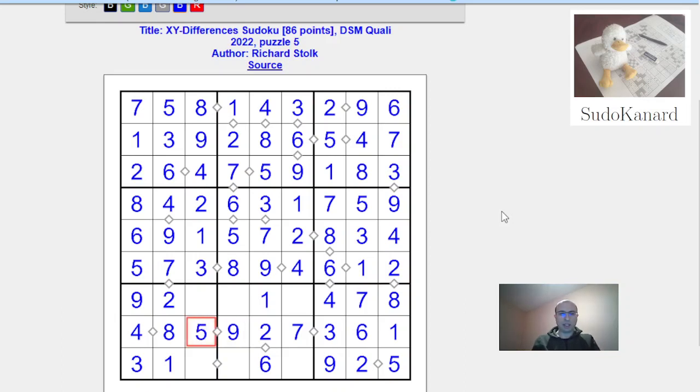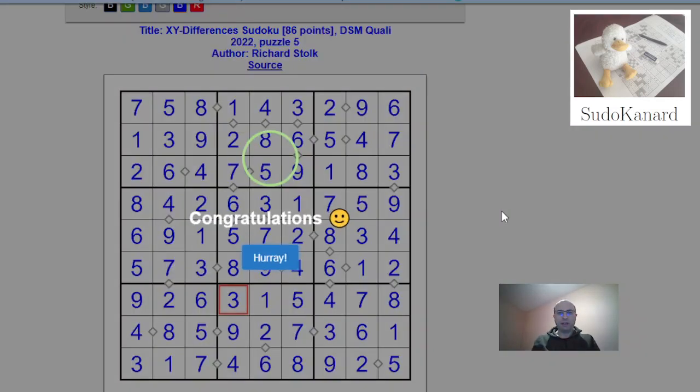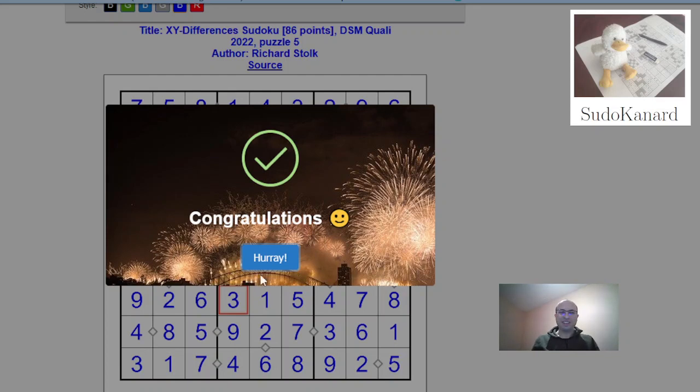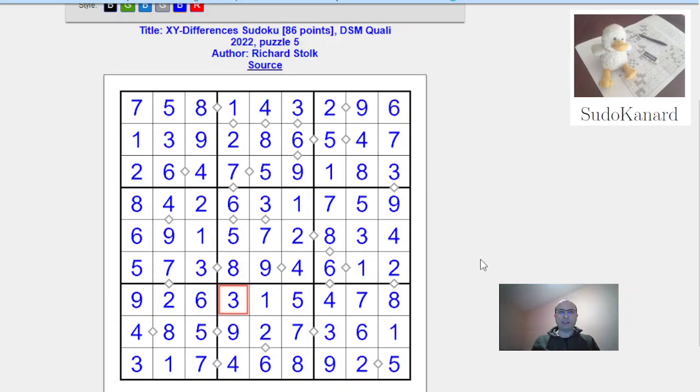9 here, 5 there. That's not a 7, it's a 6. 7, difference of 3, so that's a 4. That's an 8, and the missing digits are 5 and 3. Hooray! Fireworks! Alright, so it was very, very well constructed, but then it's Richard Stolk.